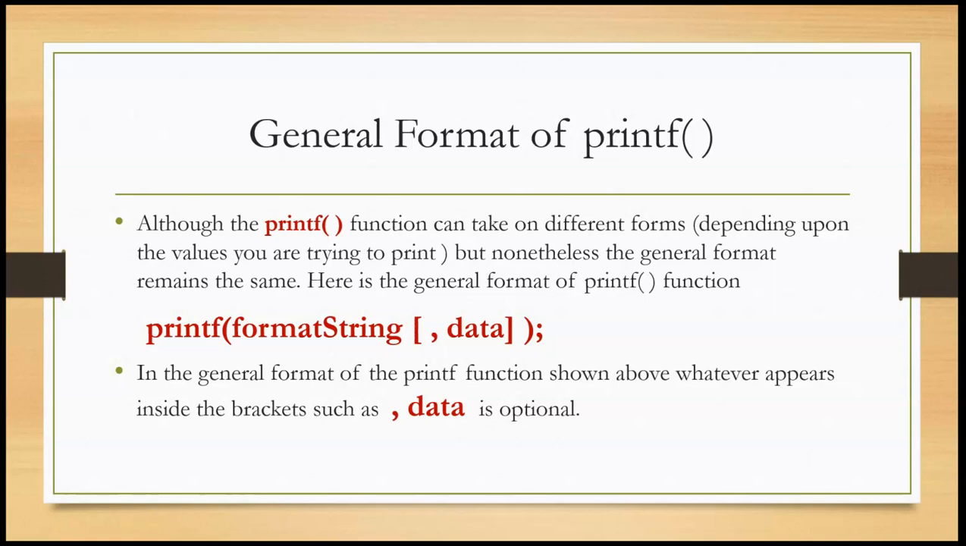The second part of this printf function is optional. So in the general format of the printf function shown above, whatever appears inside the brackets, such as comma, data, is optional. After the comma you can have one value or a set of values. If there are multiple values, you can separate them by using multiple commas.